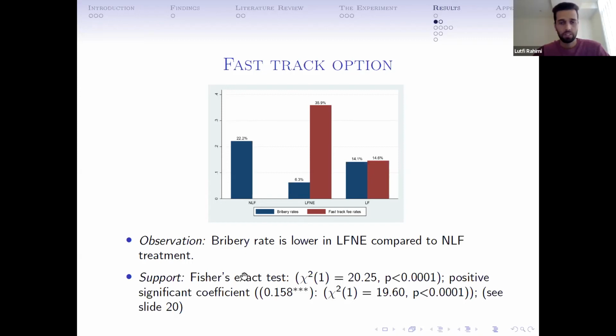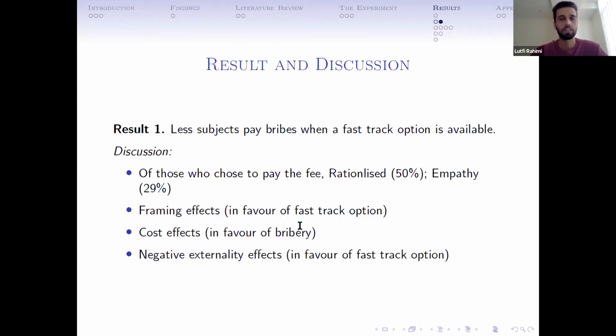In support of this, I do a Fisher's exact test that shows significance. There is a positive significant coefficient when I run a probit regression, which is at the end of the presentation, at the end of the slides. So that is the margins, and it survives the test of significance. So there is strong evidence that when you introduce a legal channel or a premium, people will pay to avoid bribing. So our first result is that fewer subjects pay bribes when the fast track option is available.